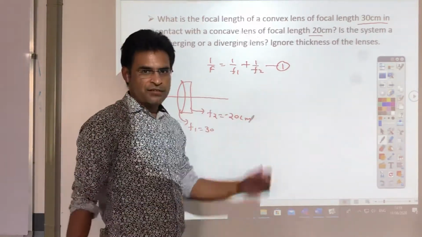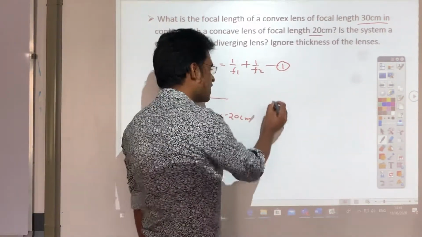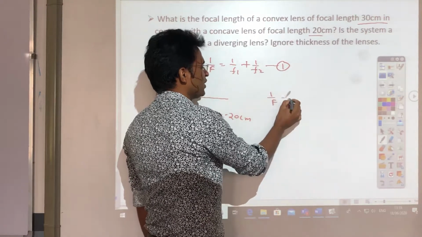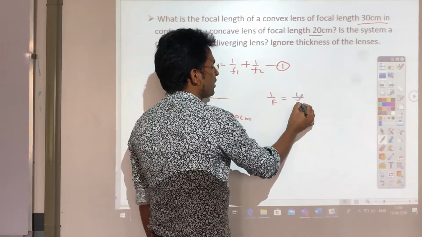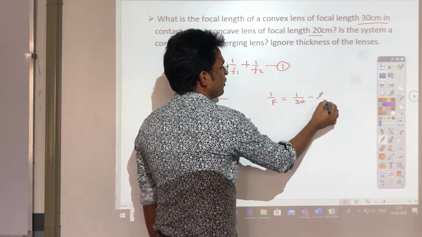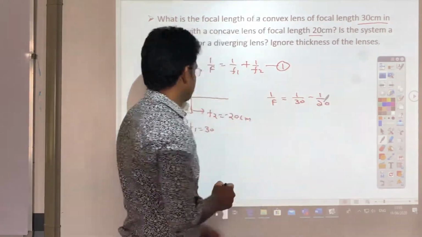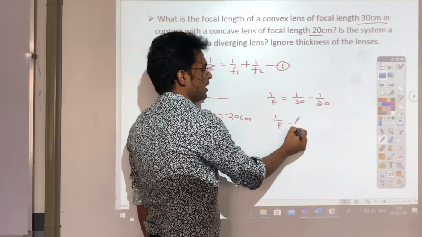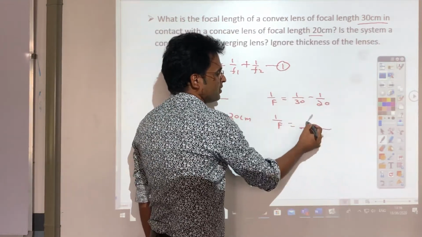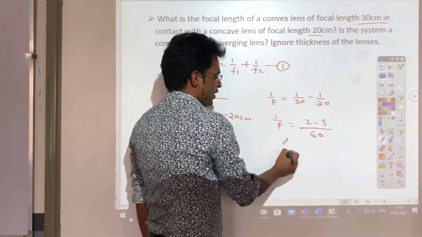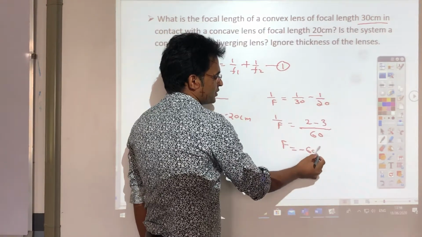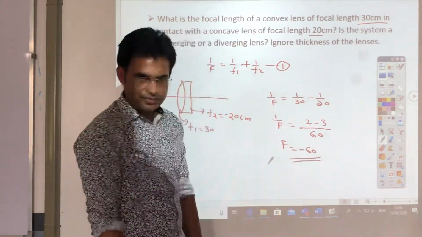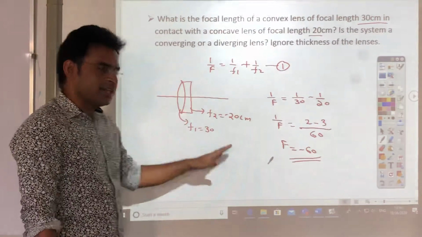So using this formula, if I calculate, finally 1/f will be 1/30 minus 1/20. This one should be minus. So if I calculate, the LCM will be 60, this one will be 2 minus 3. So f is equal to minus 60. So the answer will be minus 60. So the combination focal length will be minus 60.